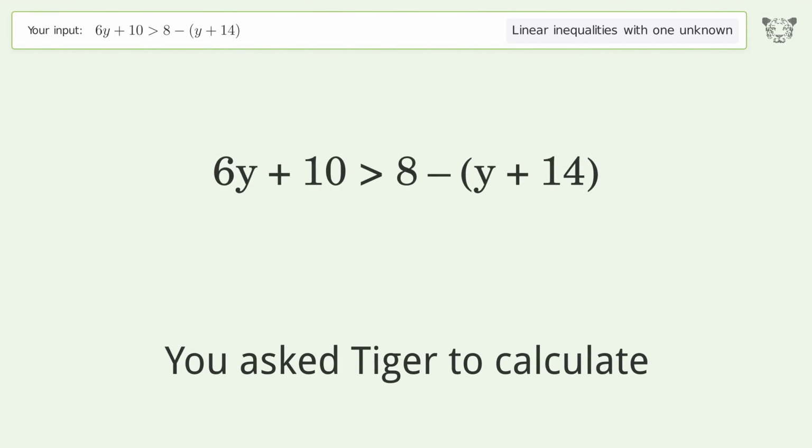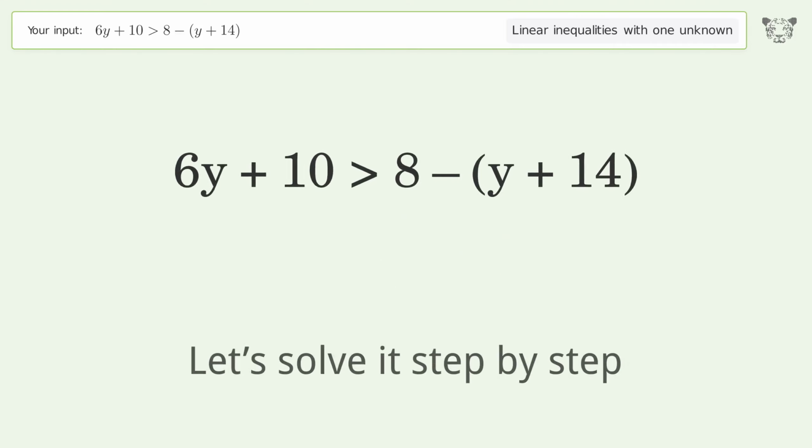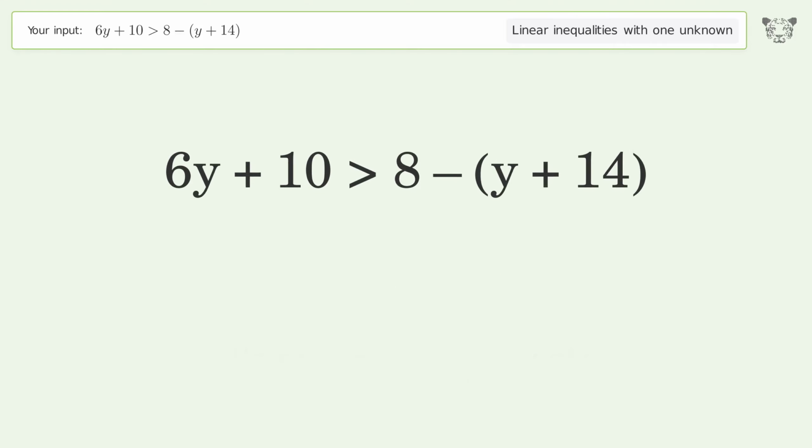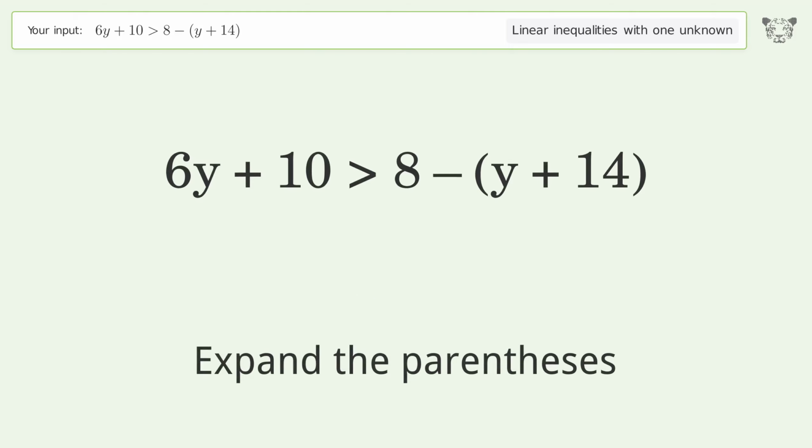You ask Tiger to calculate. This deals with linear inequalities with one unknown. The final result is y greater than -16/7 greater than -22/7. Let's solve it step by step. Simplify the expression. Expand the parentheses.